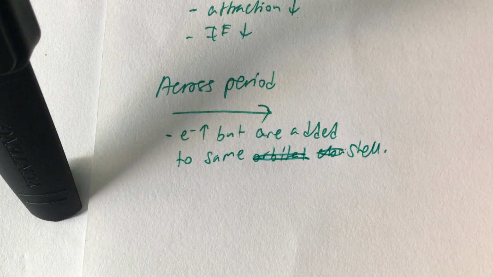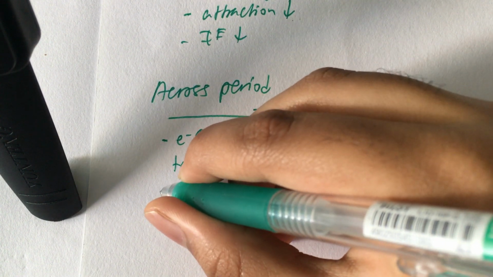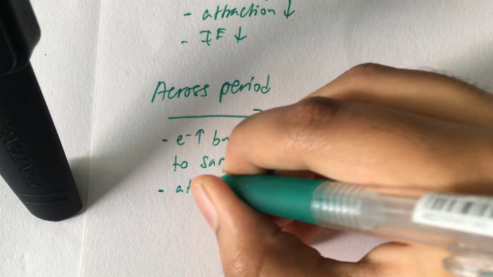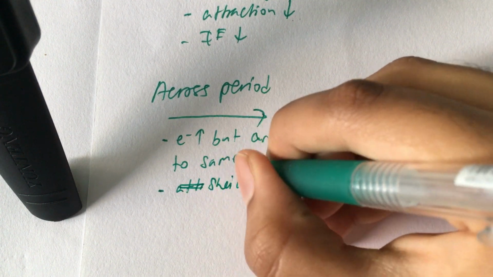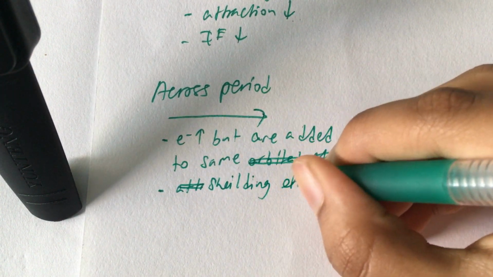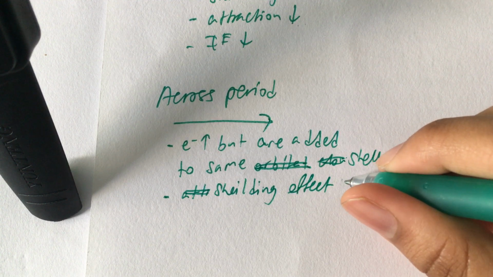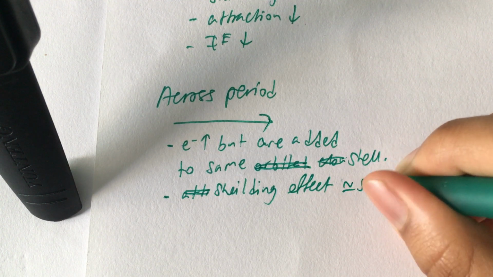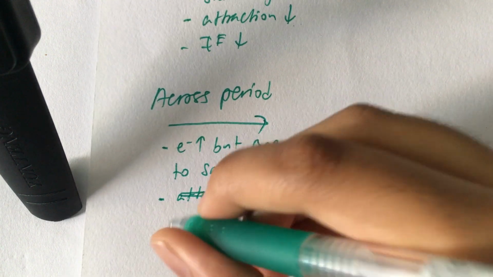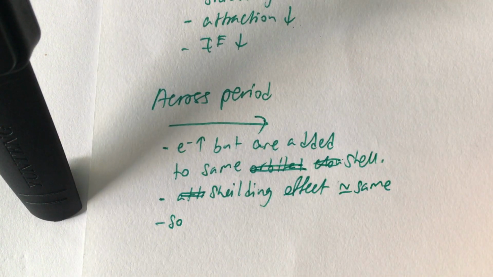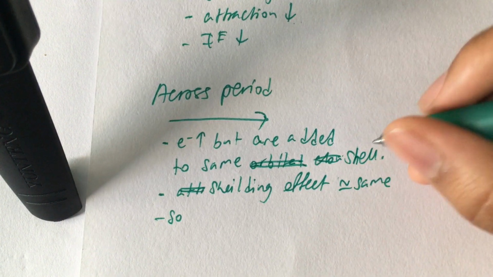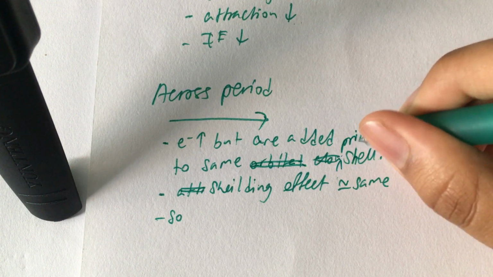So yeah. Oh yeah, I forgot to mention this thing called the shielding effect. The reason why the attraction down the group decreases is because of the shielding effect. The electrons in the inner orbitals repel the outer electrons and shield the attraction of the nucleus. That's why the attraction actually decreases down the group. But across the period, the shielding effect is quite constant, relatively constant, because you're not really changing the inner orbitals, you're only changing the outer one.